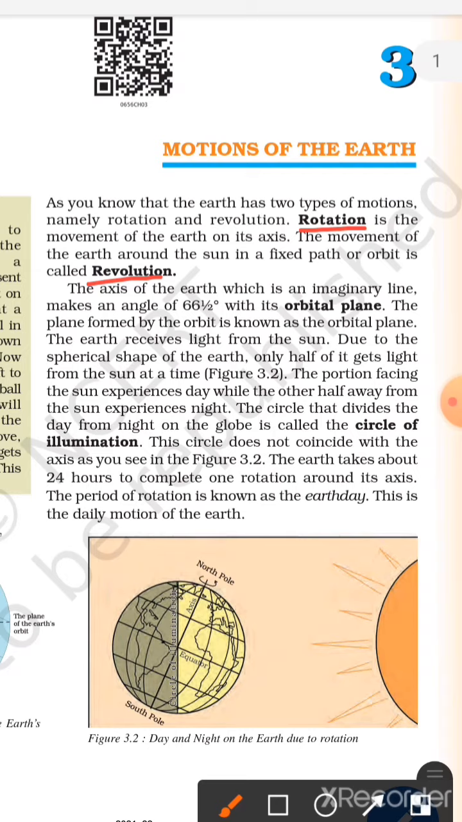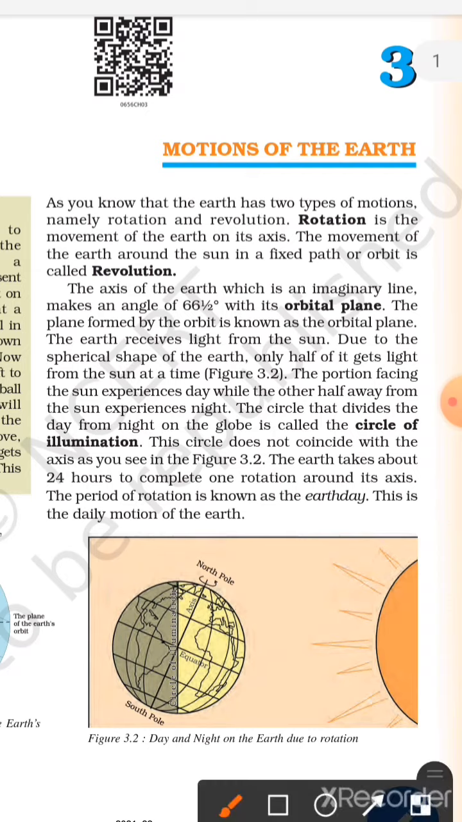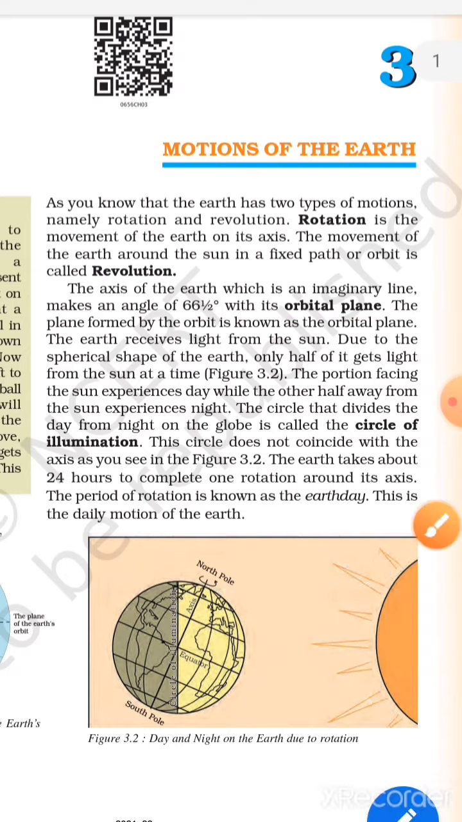Now the axis of the Earth is the imaginary line which makes an angle of 66.5 degree with the orbital plane. Okay. Now orbital plane: due to the orbit of the Earth, it makes a plane with the angle of 66.5 degree with the axis of the Earth. Then the plane formed by the orbit is known as the orbital plane. जो plane form होता है due to the orbit with the axis, that is called the orbital plane.